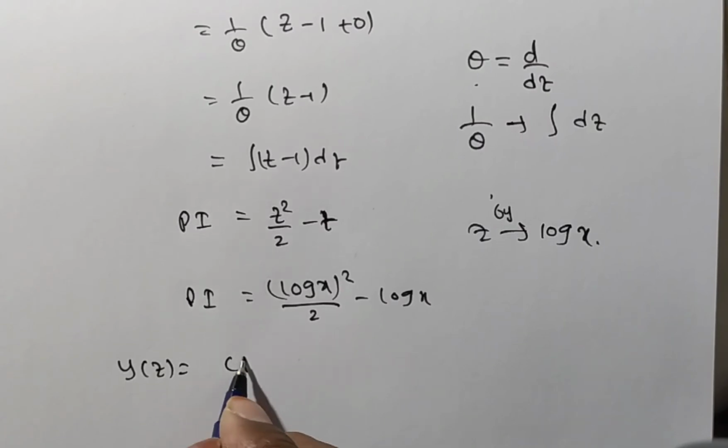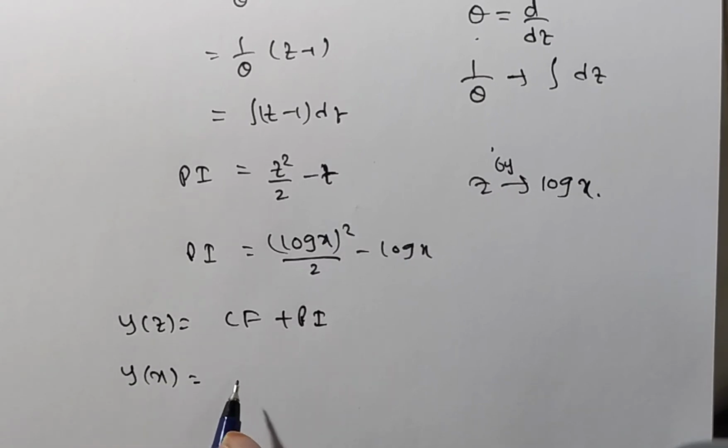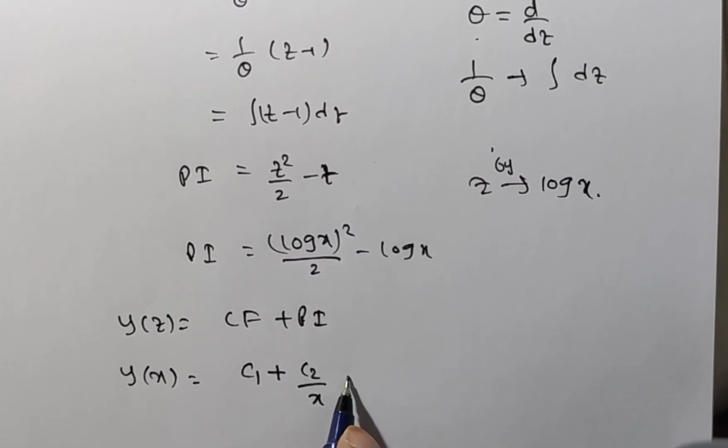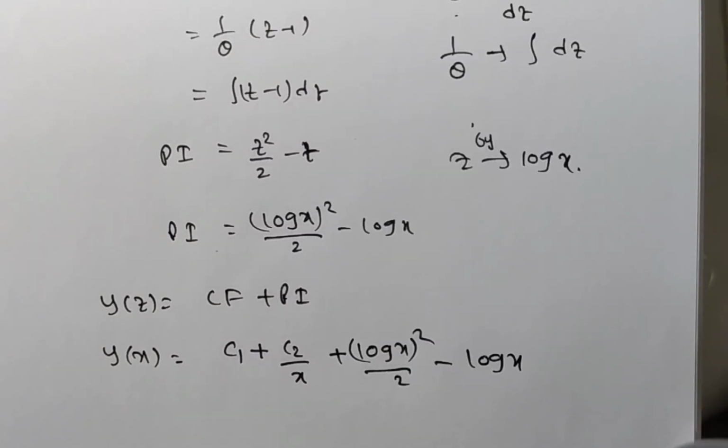Then what is the general solution we have? Y of z is equal to complementary function plus particular integral. But we are changing y in terms of x. So y of x is equal to the complementary function, which we did previously, that is c1 plus c2 x inverse, which is nothing but c2 by x. Now the particular integral we have is log x whole square by 2 minus log x. So this is the final solution for the given differential equation. So friends, is it clear for everyone how to solve the homogeneous differential equation, that is nothing but the Euler Cauchy differential equation, how to solve, right?